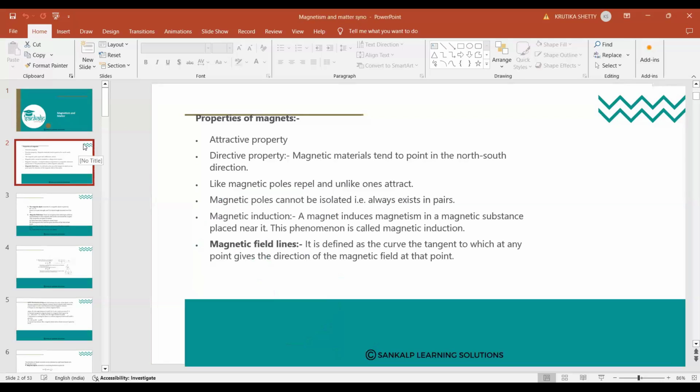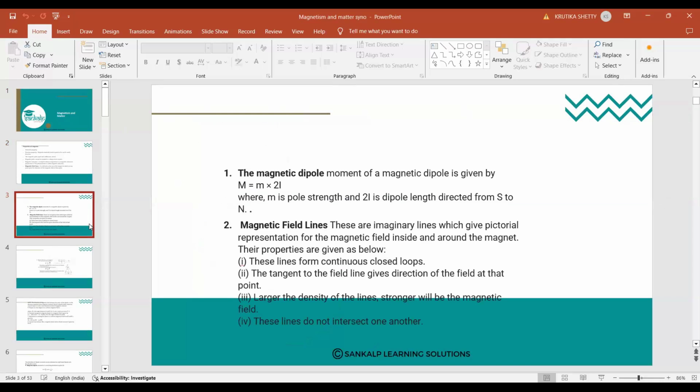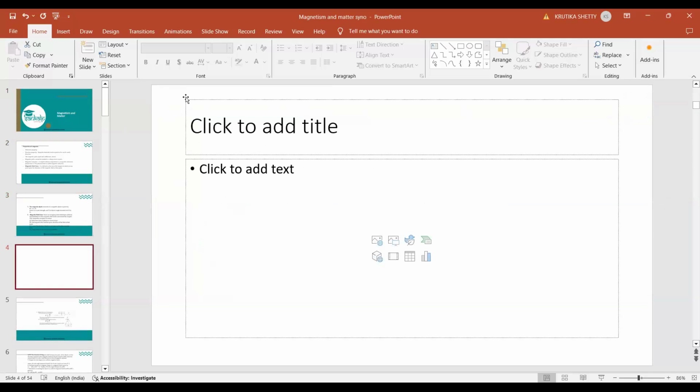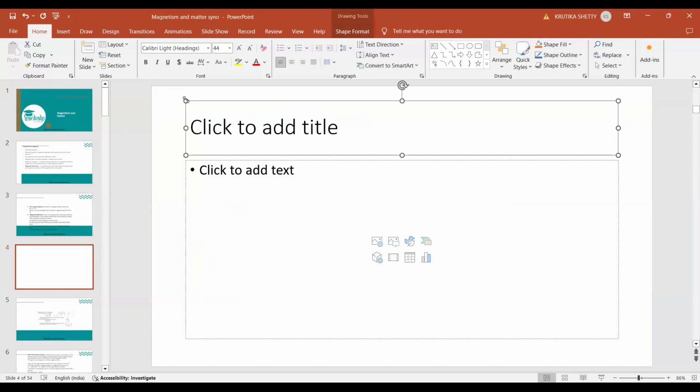In the first class, we discussed the properties of magnets. What is a magnet? What are the properties of the magnet we have discussed? What is a magnetic field? What are magnetic field lines? Then we discussed the properties of magnetic field lines. Today we are discussing the magnetic dipole and Gauss's law. These two points we are discussing.